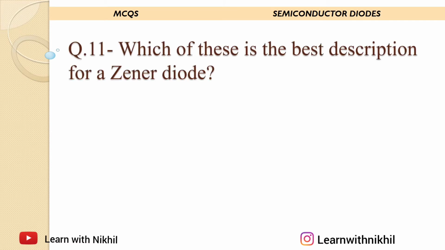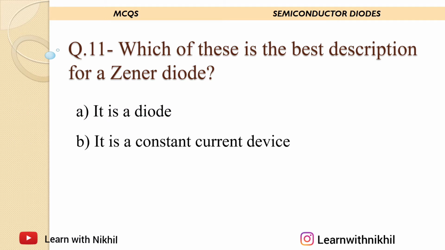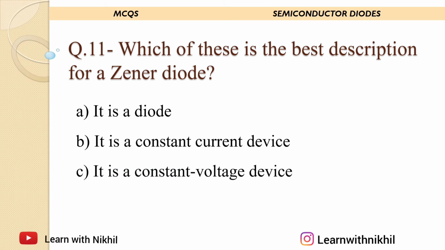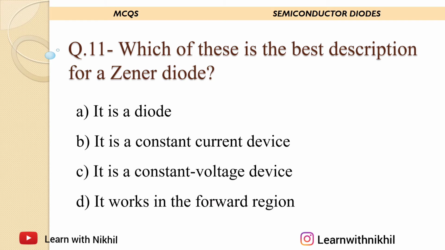Next, which of this is the best description for a Zener diode? A, it is a diode. B, it is a constant current device. C, it is a constant voltage device. Or D, it works in the forward region. And the answer is it is a constant voltage device.